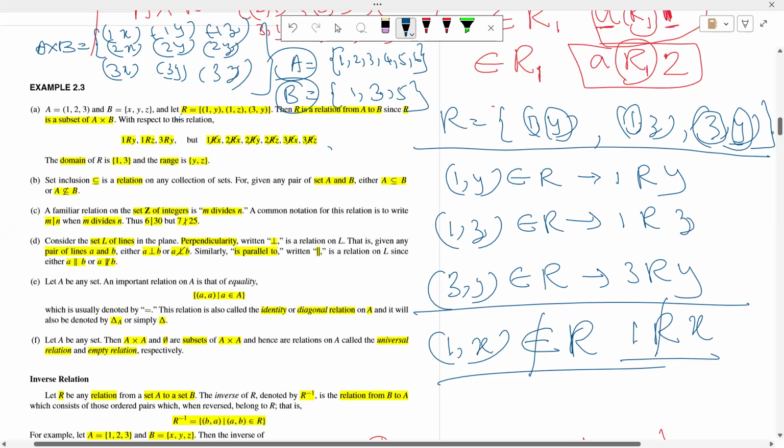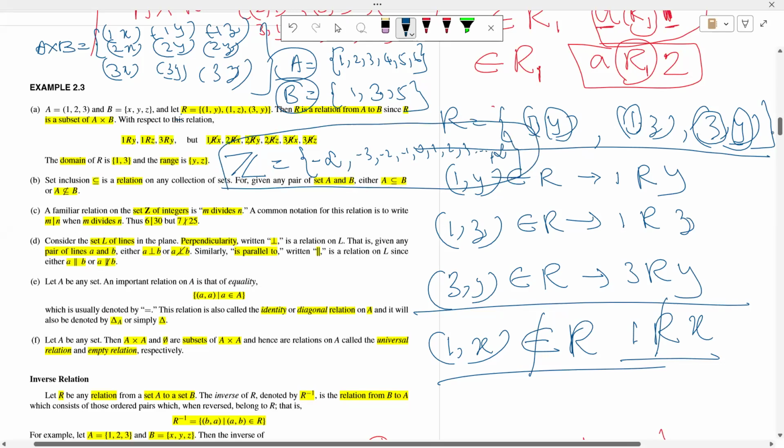Similarly, another example for relations, right? There is a set. Z is a set of integers: minus infinity to minus 3, minus 2, minus 1, 0, 1, 2, 3, plus infinity. This is the set.